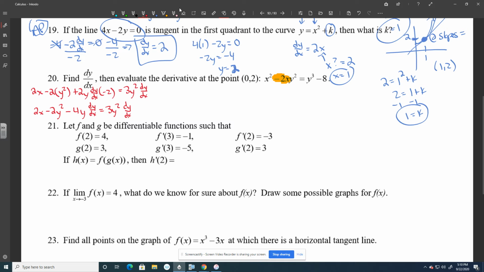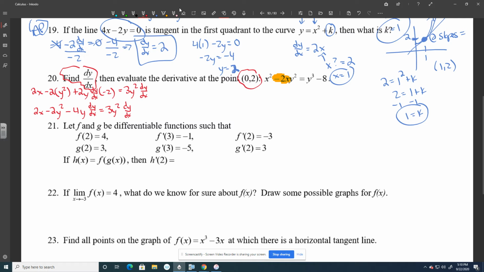One option I have, I can plug in the 0 and the 2, and I can find the derivative at this point. But what makes me nervous about that is it wants me to find the derivative first. It doesn't say find the derivative at this point. It says find the derivative, then evaluate it. So if this was like an AP question, I would expect this to be one part and this to be another. So if I plug in the 0 and the 2 right now, I'm skipping this part in a roundabout way, and I might not get full credit.